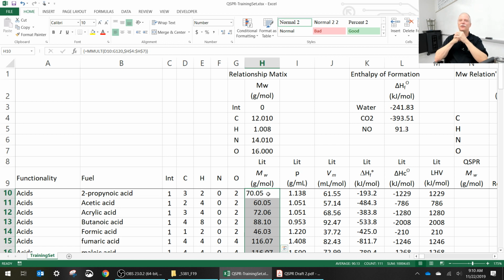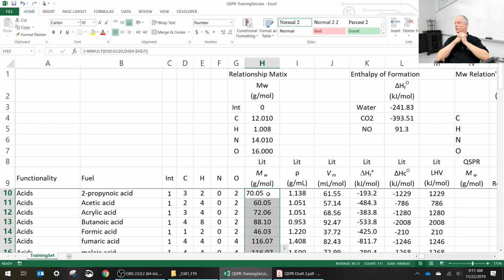Okay. Let's pretend we don't have the periodic table. Let's use this training set. Let's say we've got this list of molar masses, but we don't have the carbon mass or the hydrogen mass or the nitrogen mass or the oxygen mass. Somehow scientists working diligently in the lab have determined the molar masses for these 110 compounds, and we want to know what the mass of carbon is, and the mass of hydrogen. We have the property, molar mass, and we have the structure, but we don't have the relationship matrix.